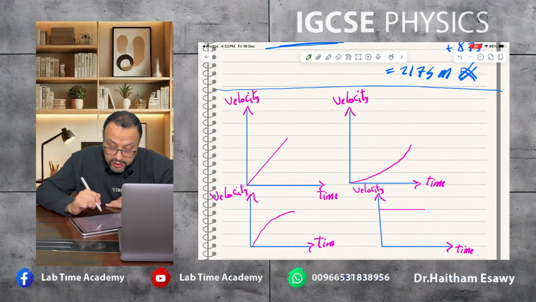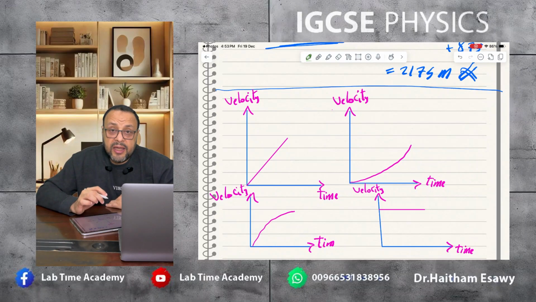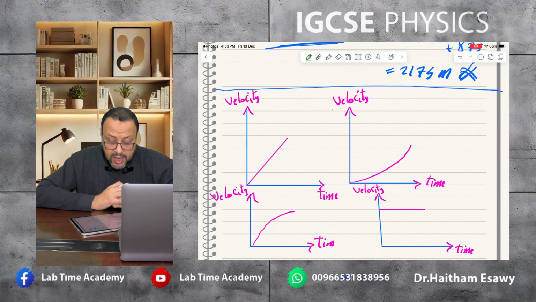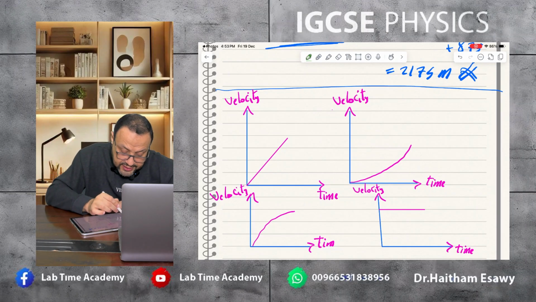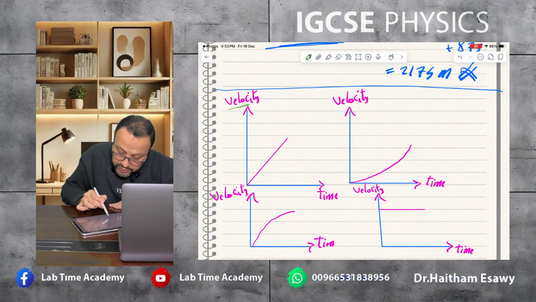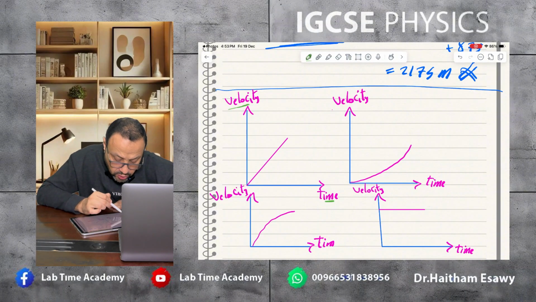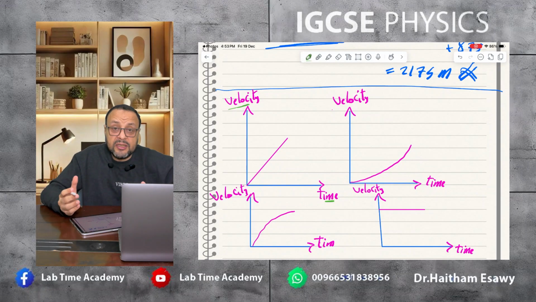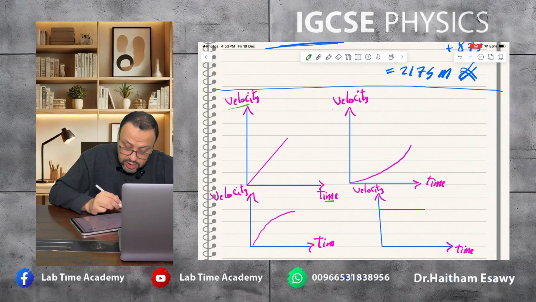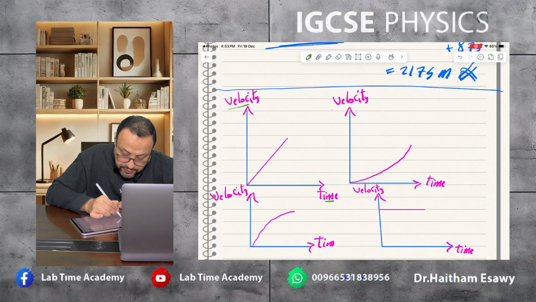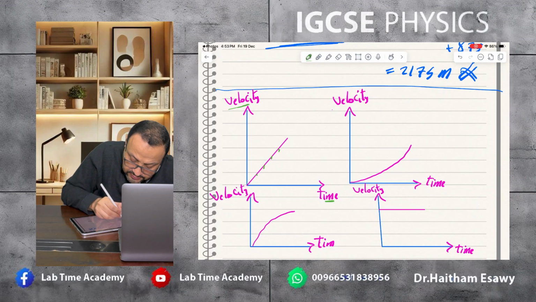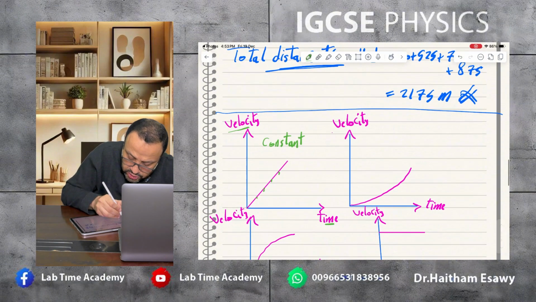Actually, if we have these 4 graphs, we want to describe the situation or the movement of each one of them. How can I describe the first graph? First, we have, as I said, velocity and time, and we have a straight line starting from the origin. Actually, this graph represents constant acceleration. So the acceleration at any point will be the same as at any other point. So this means that we have constant acceleration.